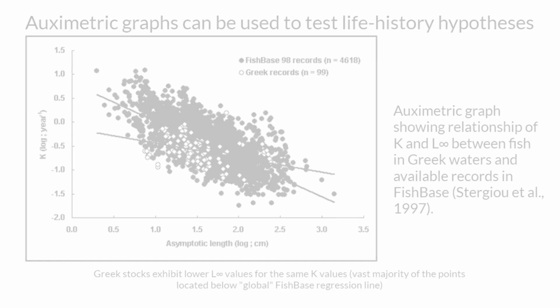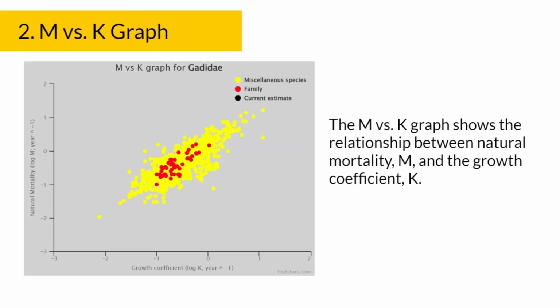The M versus K graph shows the relationship between natural mortality, M, or the proportion of fishes dying from natural causes such as predation, diseases, natural disasters and old age, and the growth coefficient, K.